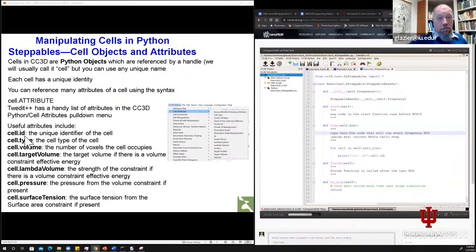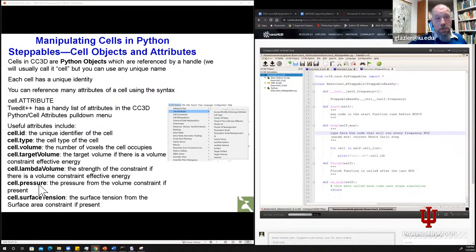cell.id: cell number 1 or cell number 277. cell.type: is this my cell, medium, or something else? cell.volume: how big is the cell? That's always going to be there. cell.targetVolume will only be there if I have a volume constraint. cell.lambdaVolume: how strong is the volume constraint?